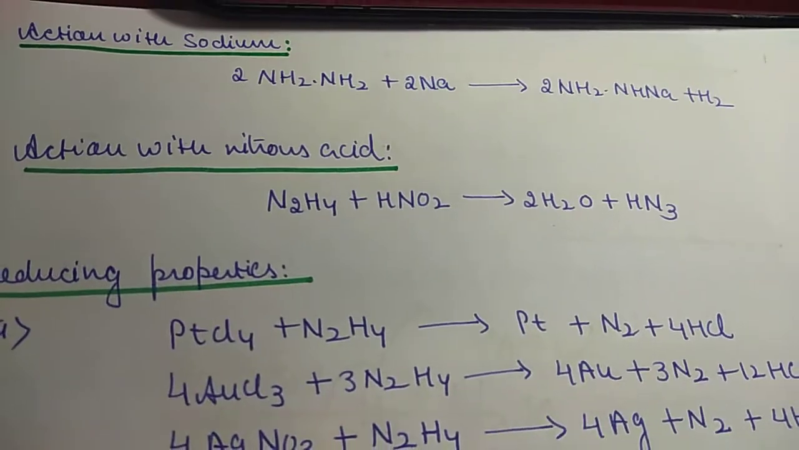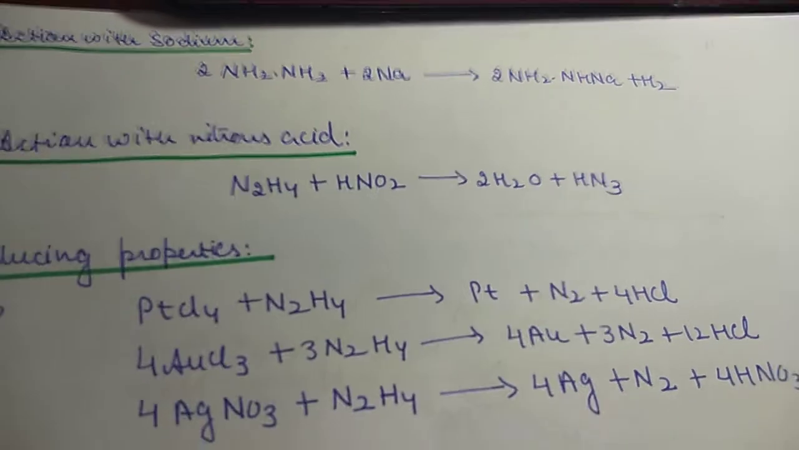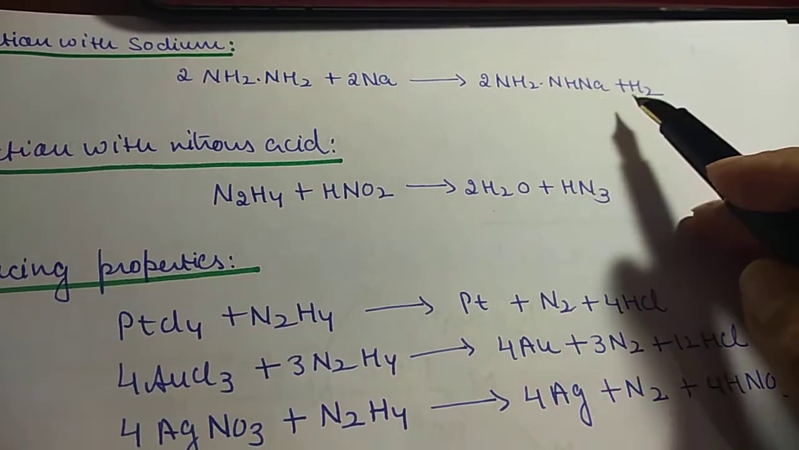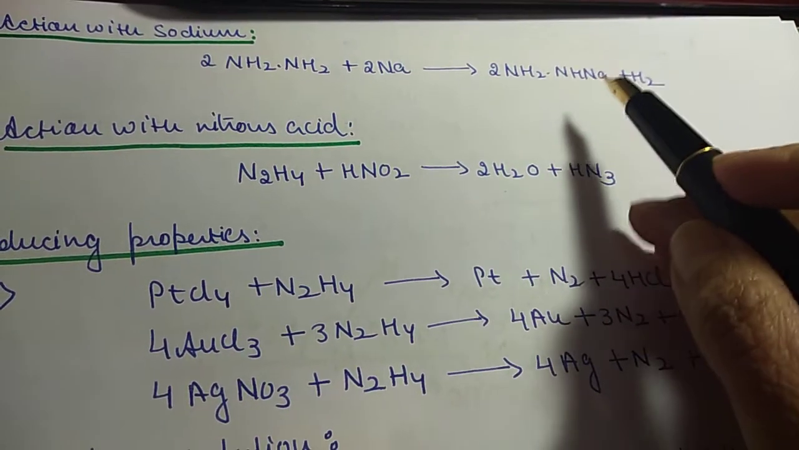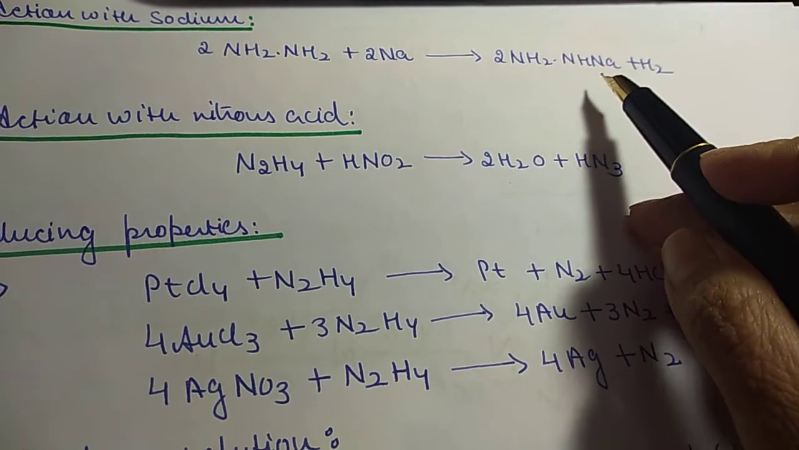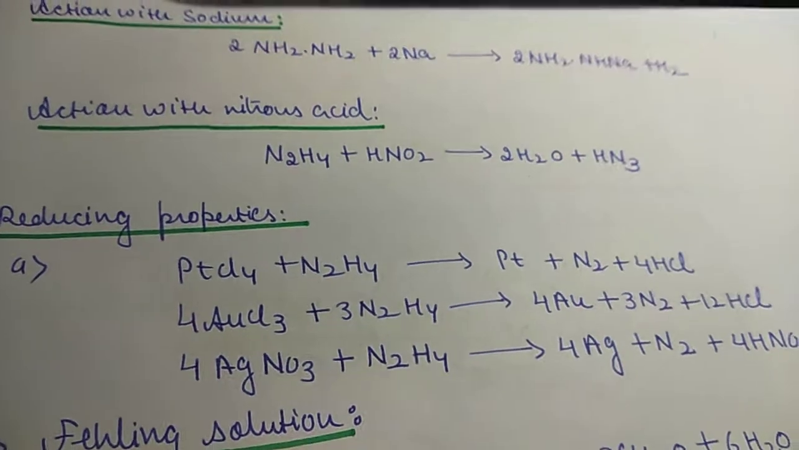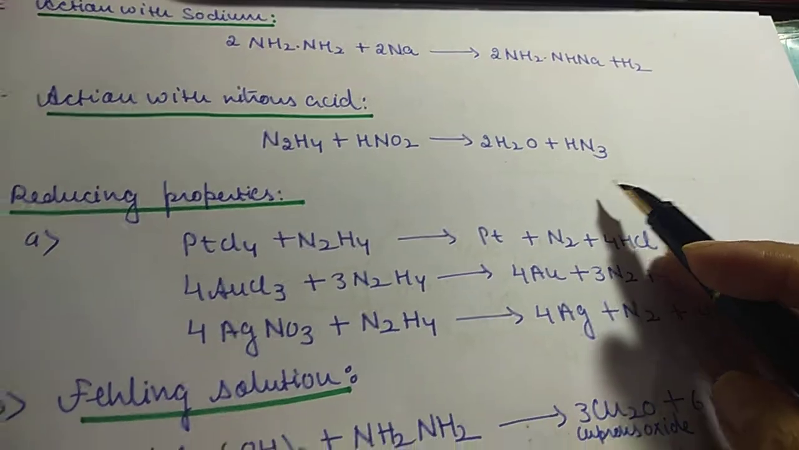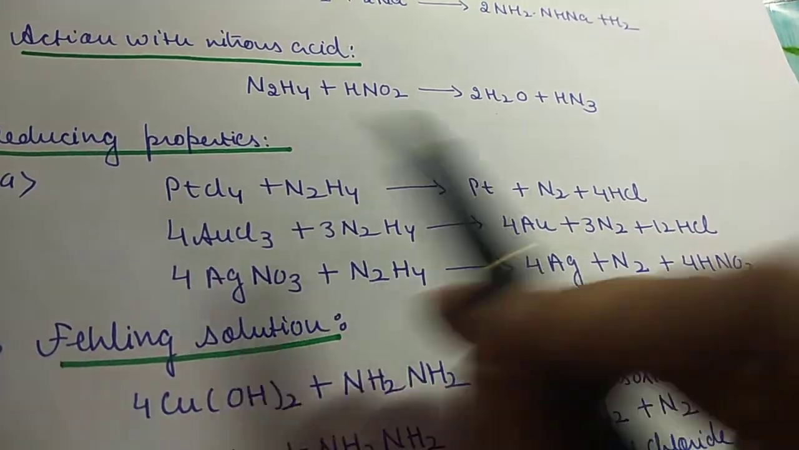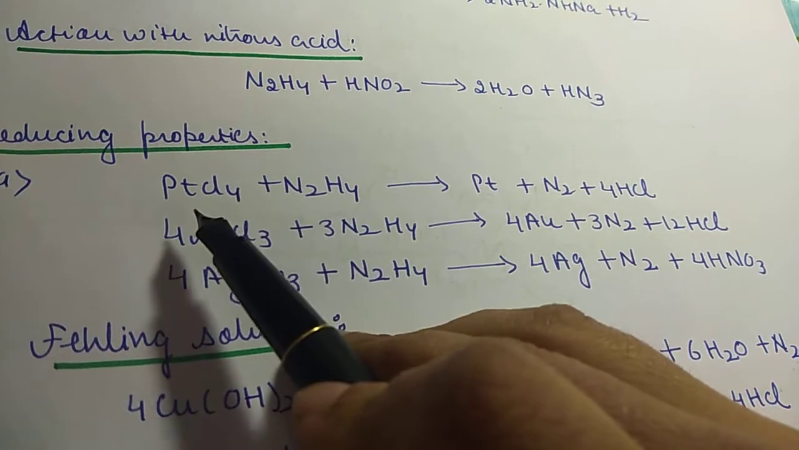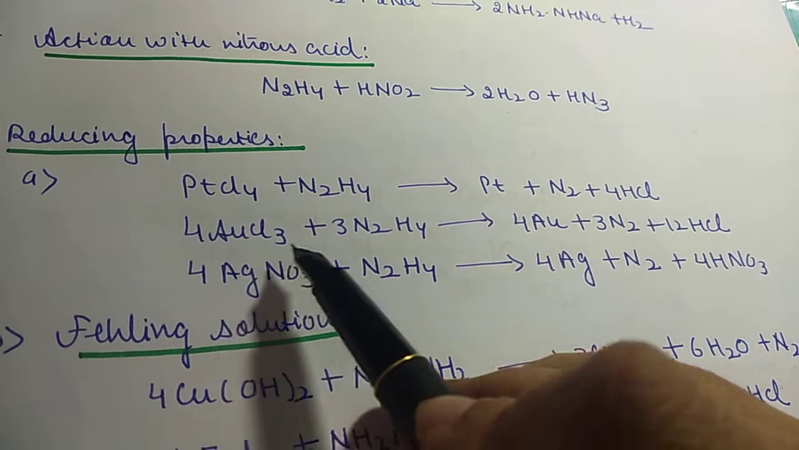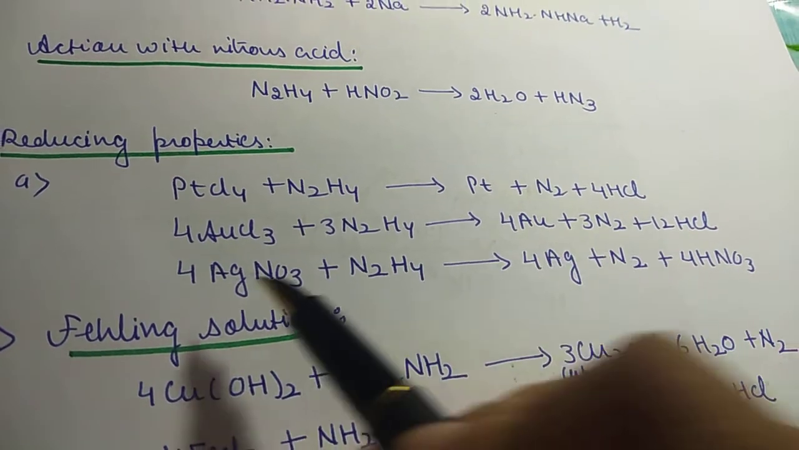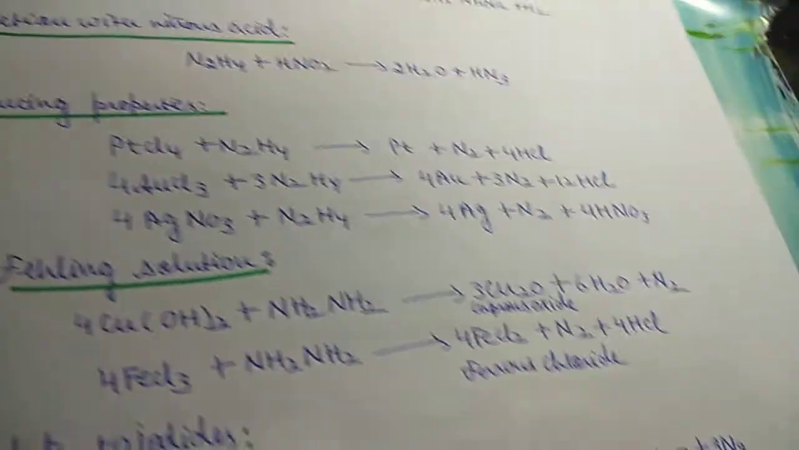Then next we have action with sodium. It reacts with sodium to give NH2NHNa plus hydrogen. Not an addition product, but one of the hydrogens is replaced by sodium. Then it reacts with nitrous acid to give water and hydrazoic acid. Then reducing properties. It has very strong reducing properties. It reduces PtCl4 to platinum, gold chloride to Au, silver nitrate to silver.